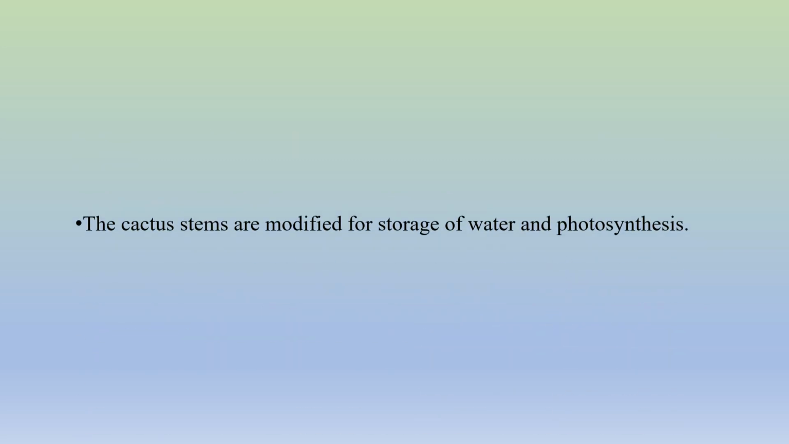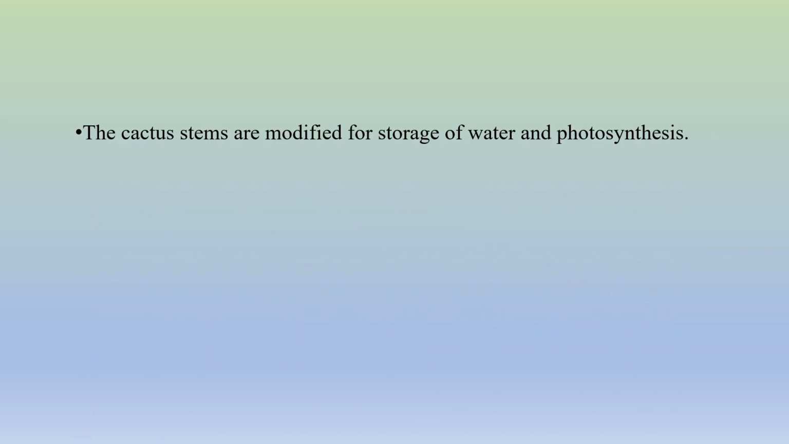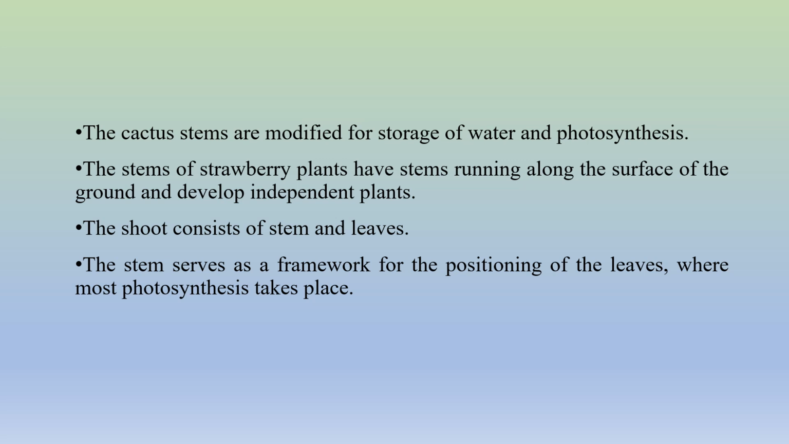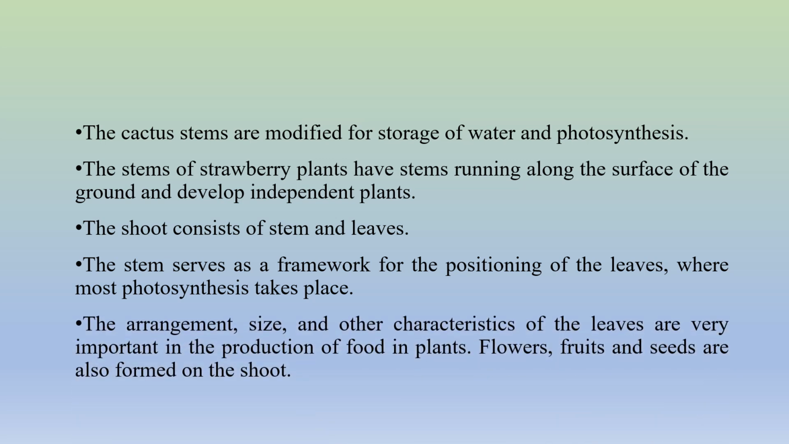The cactus stems are modified for storage of water and photosynthesis. The stems of strawberry plants run along the surface of the ground and develop independent plants. The shoot consists of stem and leaves. The stem serves as a framework for the positioning of the leaves, where most photosynthesis takes place.